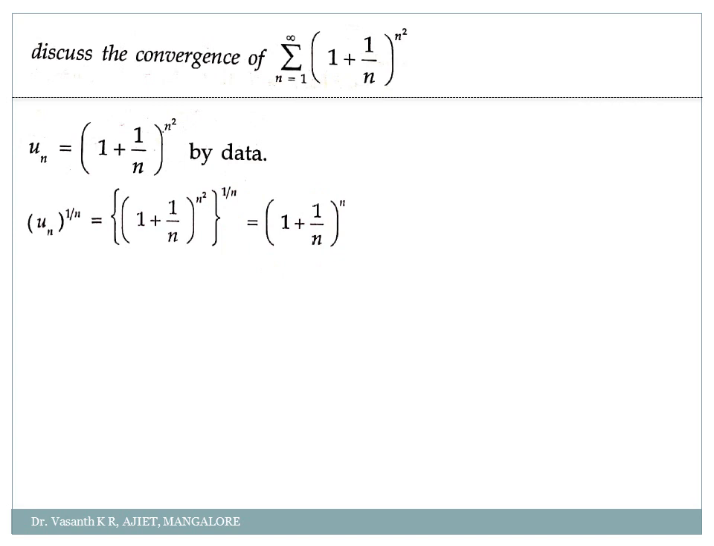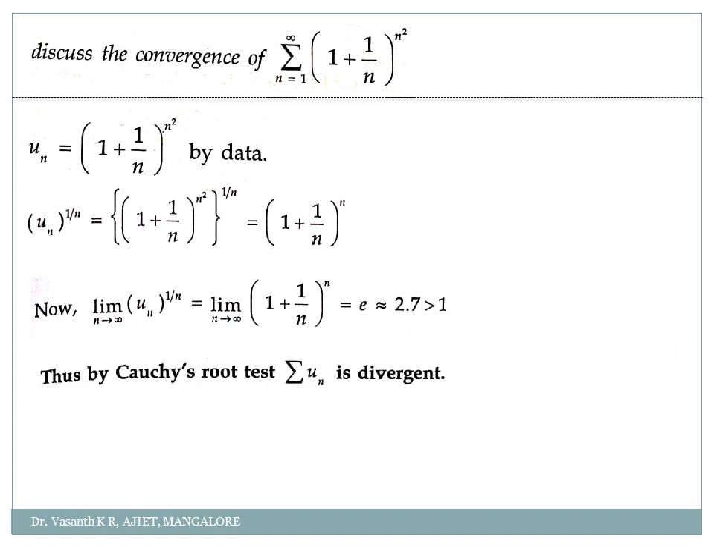I told you to make a note of that, it is important, and I told you to write it in the notes, correct? So in that note we have this. What is 1 plus 1 by n to the power n? It is always e. Standard value e. So what is the value of e? 2.7, which is strictly greater than 1. If the value is greater than 1, then what can I tell? The test is divergent. Correct? Therefore by Cauchy's root test, the test is divergent. That's it. Hope you are clear with the concept.